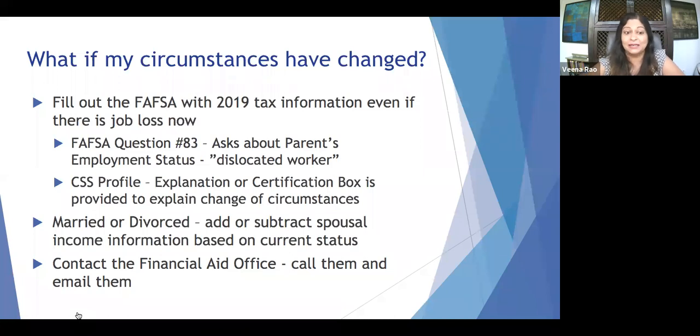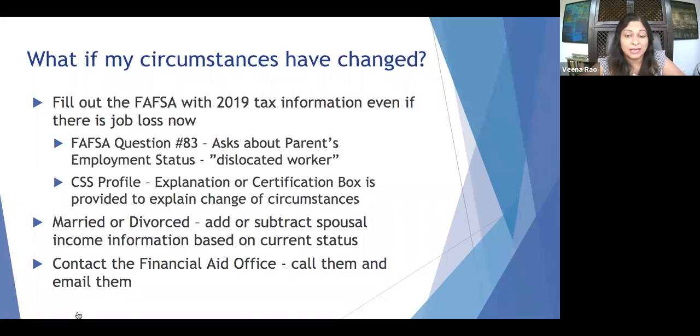Since 2019? Well, there's a question on the FAFSA that allows parents who may have had a job loss to report that on the application itself. It's question number 83. And on the CSS profile, there's a box where parents can just go in and fill out any explanation they have for any of the circumstances. So that's the free-for-all box that's there on the CSS profile.